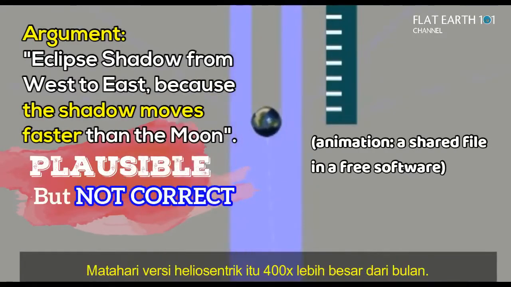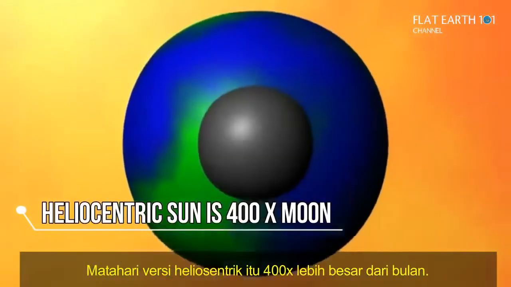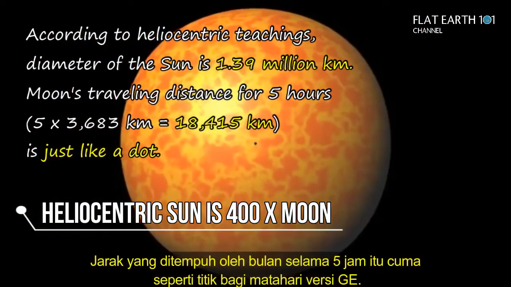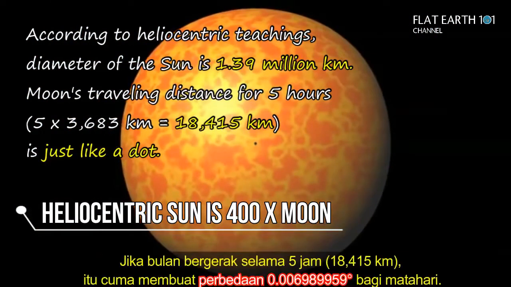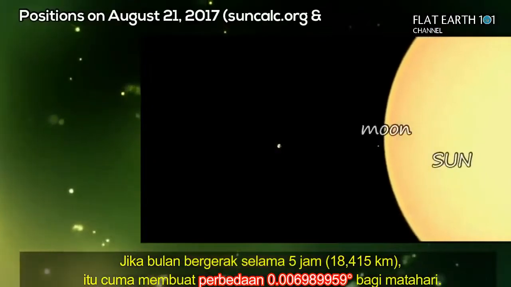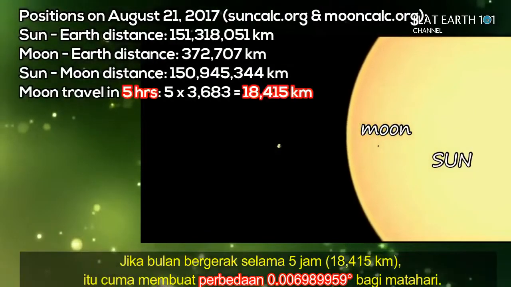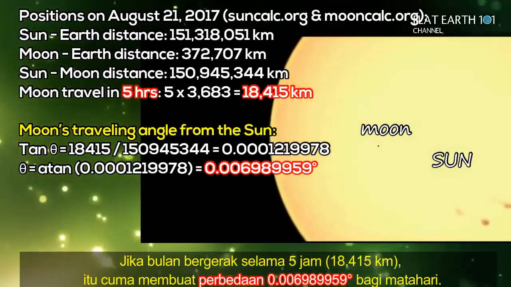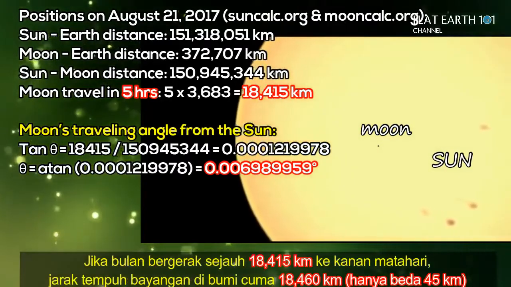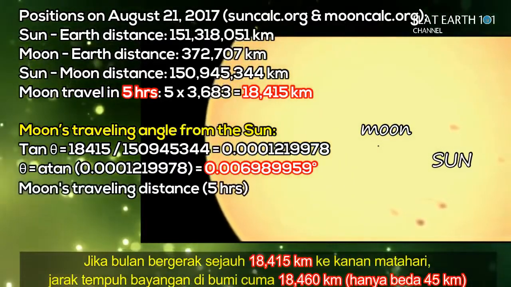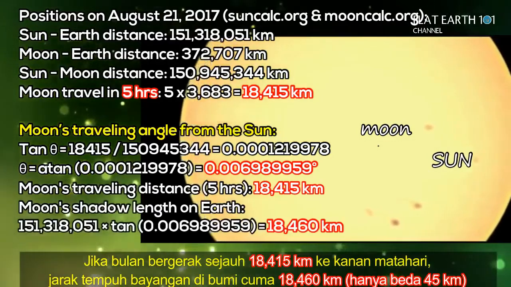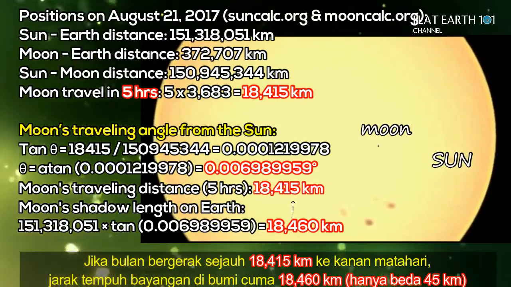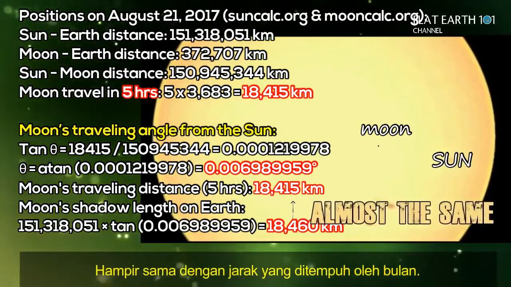The Sun is 400 times bigger than the Moon. The Moon's traveling distance for 5 hours is just like a dot to the heliocentric Sun. If the Moon moves 18,415 kilometers in 5 hours, it only makes 0.006989959 degree difference. If the Moon moves 18,415 kilometers to the right side of the Sun, the shadow's distance on Earth is 18,460 kilometers, almost the same as the distance traveled by the Moon.